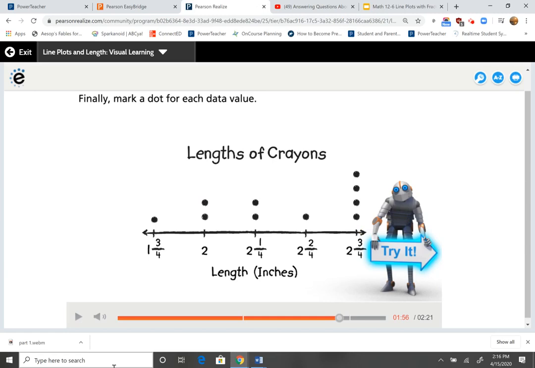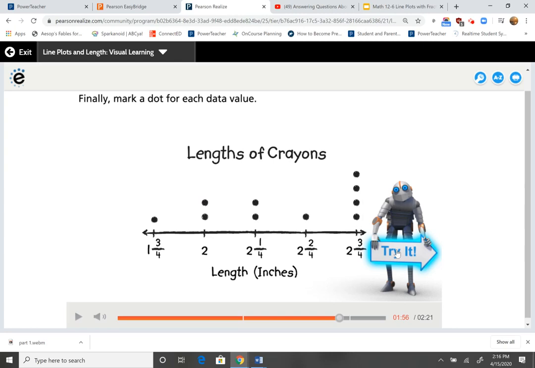Now you can see just by looking at this that there was a crayon that was 1 3/4 inches long. There was a crayon that was 2 inches long, and there were 2 of those crayons. Then there was a crayon that measured 2 1/4 inches, and she had 2 of those here. Each of these dots represents a crayon that is measuring this length. Okay, so the next one was 2 2/4 inches, and there was 1 crayon. Then the next one is 2 3/4, and that shows that there were 4 crayons that were that length.